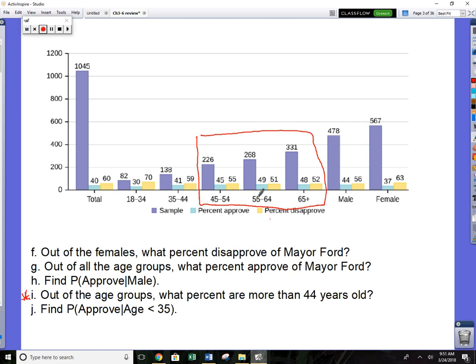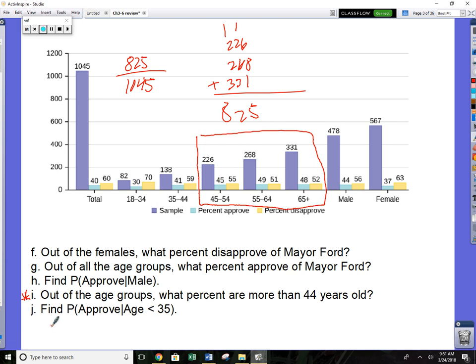Okay, so here's what you gotta do. You gotta take these kids, 226, these kids, 268, these kids, 331, and you've got to add them all up. So we got to figure out how many are older than 44. So that's 825. So now we're going to do 825 are older than 44. If you divide that by the total, that'll give you the percent. So 825 out of 1045, it's like 79% or something.